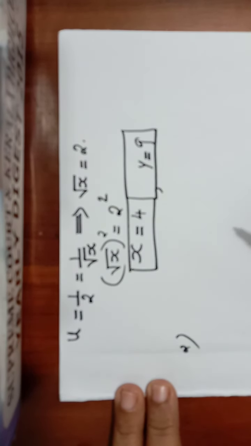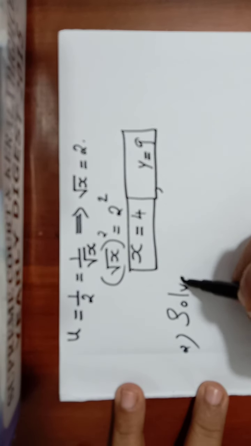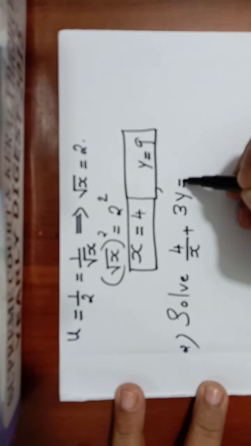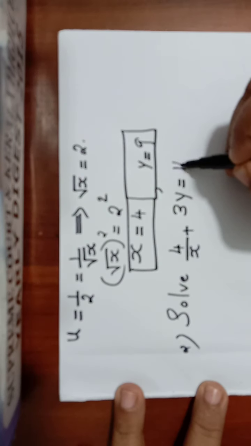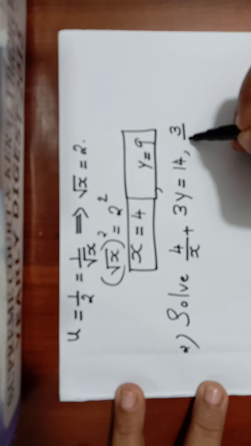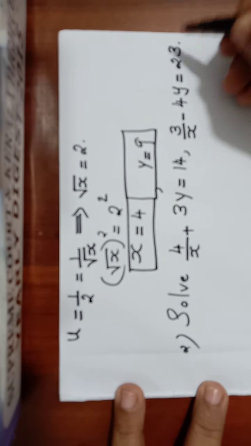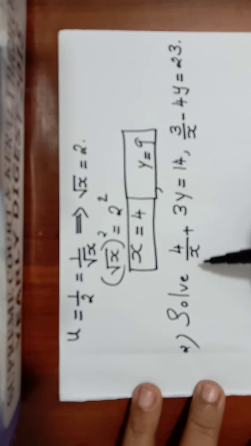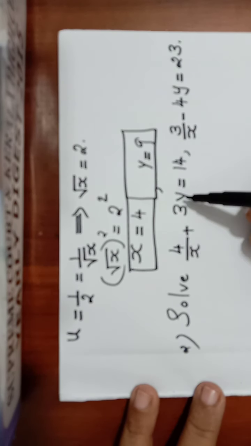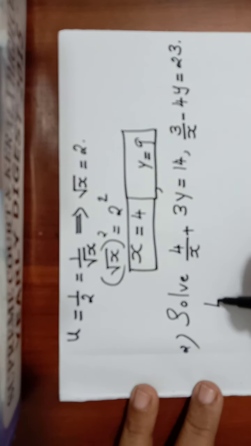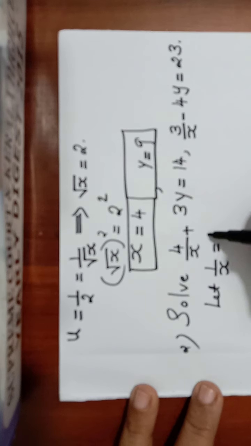Second equation, solve 4 by x plus 3y is equal to 14, and 3 by x minus 4y is equal to 23. Here the only problem is that x comes in the denominator; y is in the numerator itself, so only x we have to change. This means 4 into 1 by x. So let 1 by x be equal to u. Only 1 by x we are changing, y we do not change.